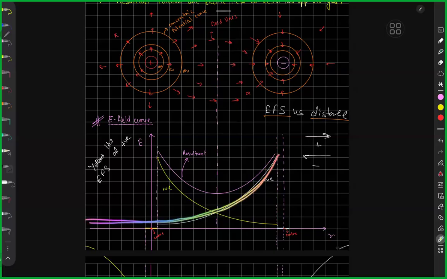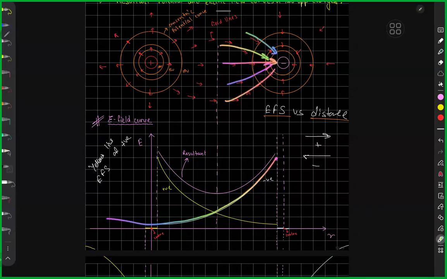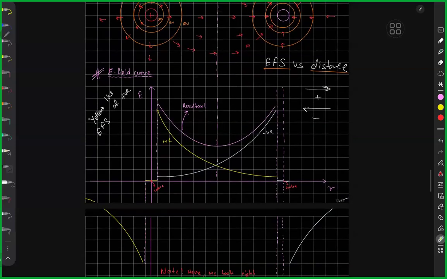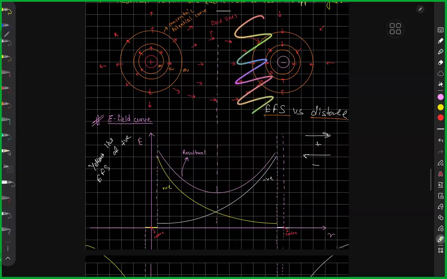Why is this on the positive axis? Simple answer. The field lines are inwards, my friend. And what direction does the field line represent? Positive direction. That is why we have this curve on the left side of the negative charge, the blue line, on the positive axis.